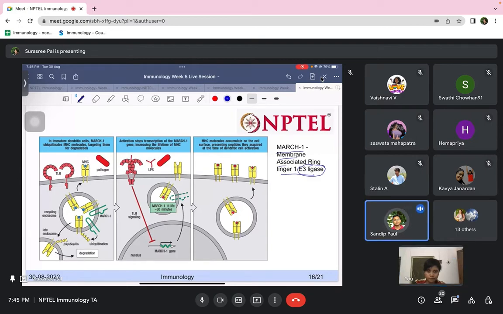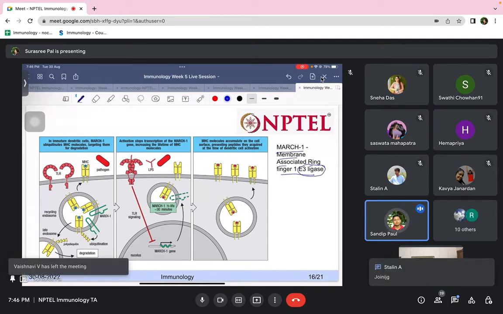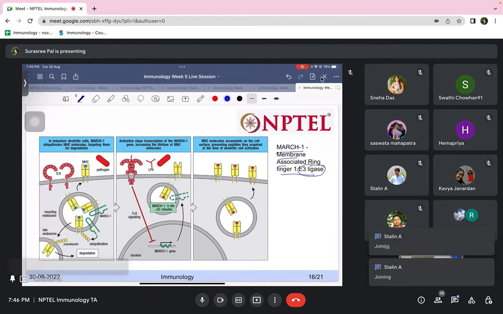Ligase, I heard that it joins something. Like when we are seeing recombination, there are some ligase enzymes. So yeah, it joins something. Yes, very good. It joins something, but here it joins ubiquitin.